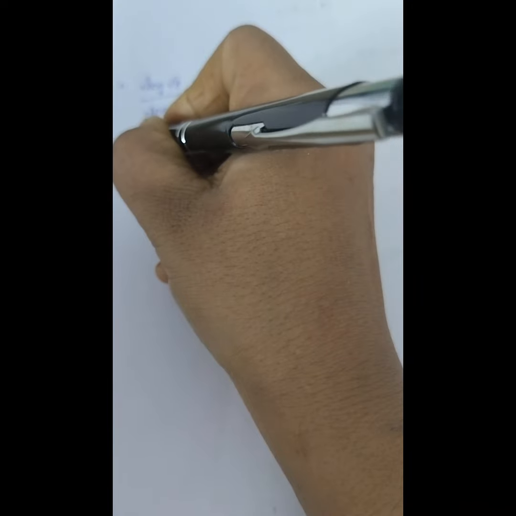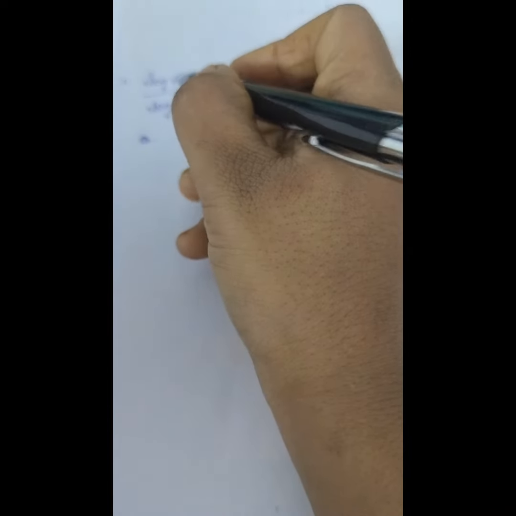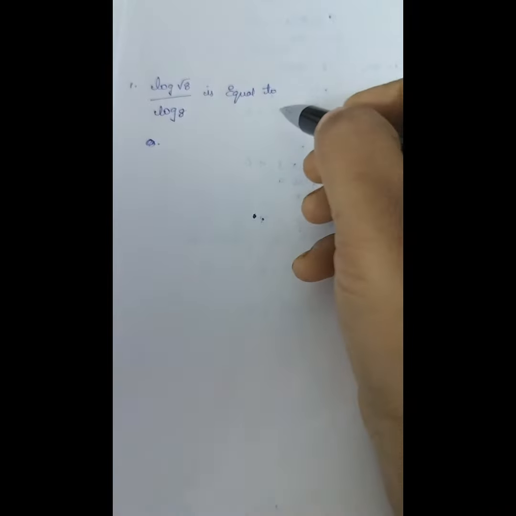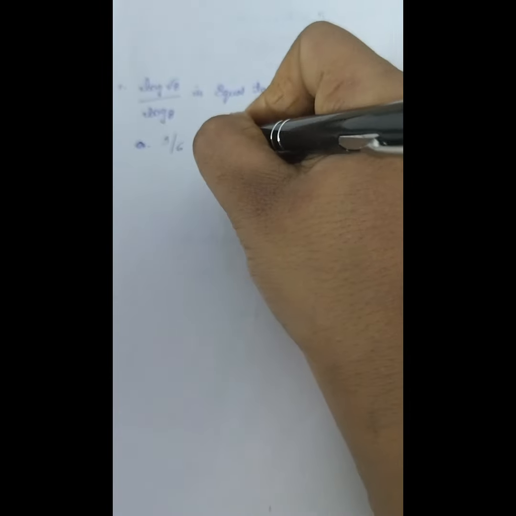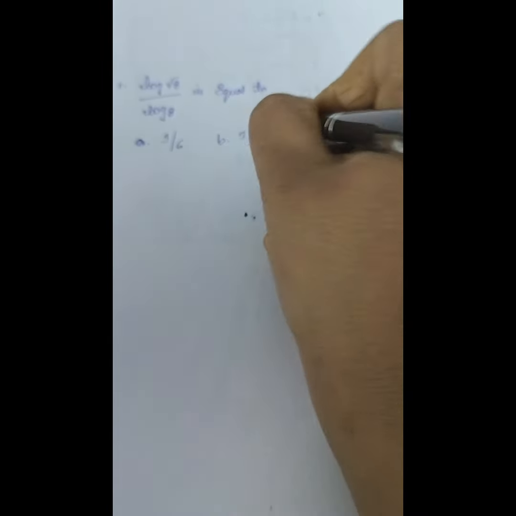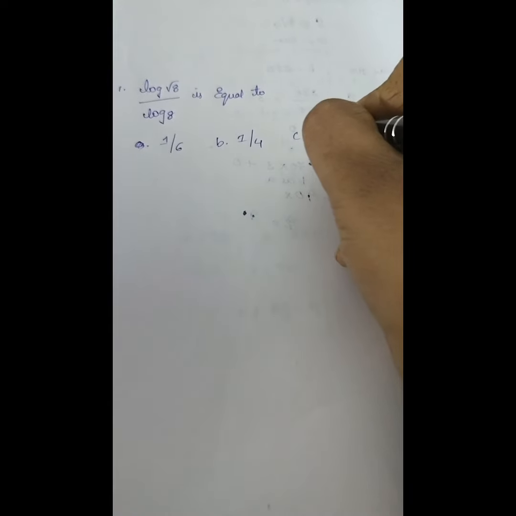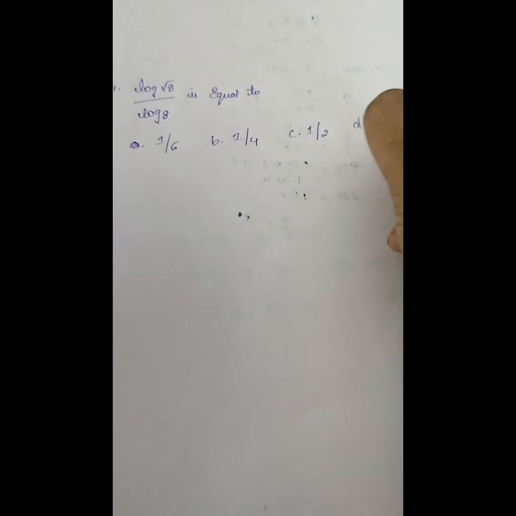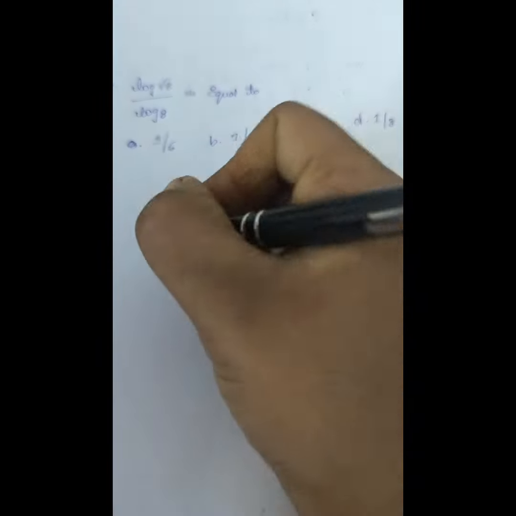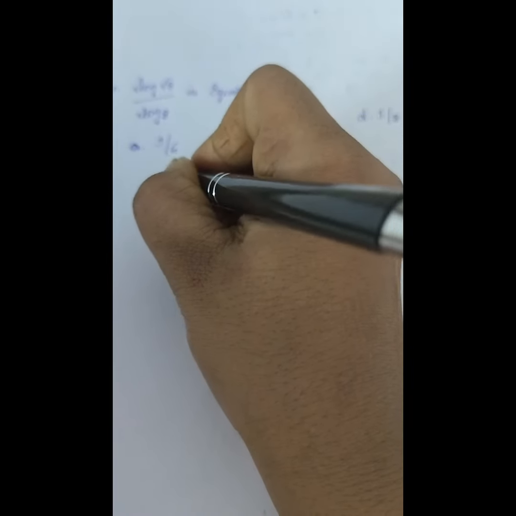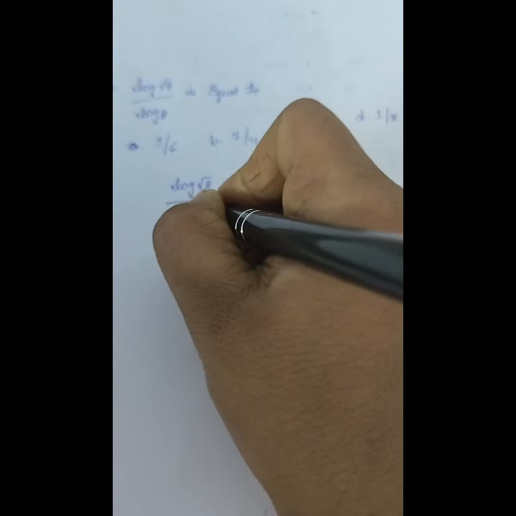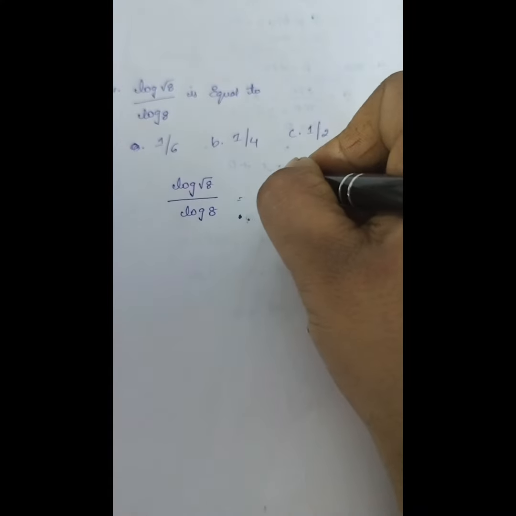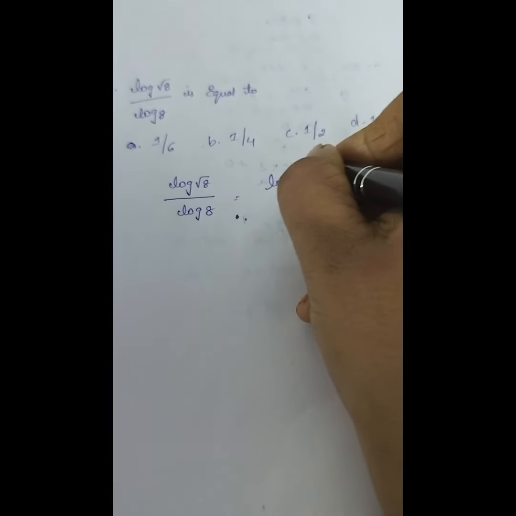Okay, we'll continue. Here the bit is given that log of root 8 by log of 8 is equal to. The options given: A 1 by 6, B 1 by 4, C 1 by 2, D 1 by 8. Okay, here I am expressing log of root 8 by log of 8 equal to, can I express it like this?